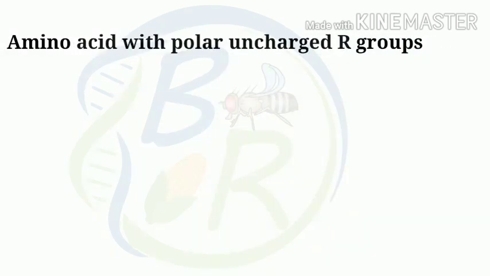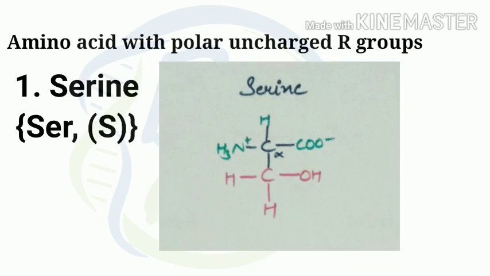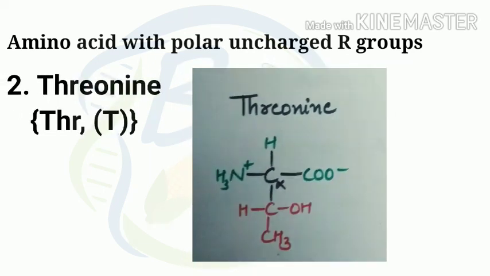Now let's move to the second category of the aliphatic amino acids, with the polar uncharged R group. Polar means these amino acids have a water-loving R group, and the first one in this category is serine. As you can see in the figure, serine has a terminal OH group which is involved in hydrogen bond formation. That is why it is known as water-loving. Similarly, threonine also has a terminal OH group with a 2 carbon chain.